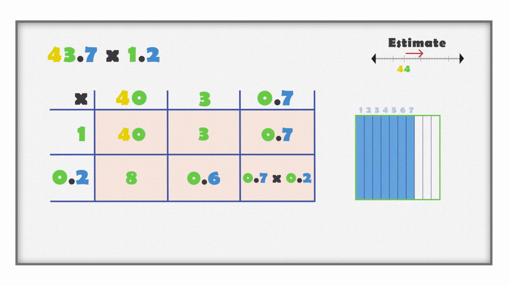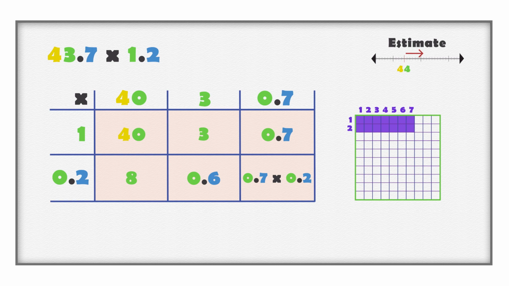Start with 7 tenths. Divide the 7 tenths into 10 equal parts. 2 tenths of 7 tenths is 2 out of 10 of each of the 7 tenths. This is 14 parts out of 100 total parts, or 14 hundredths. Remember, when we multiply tenths with tenths, we get hundredths.